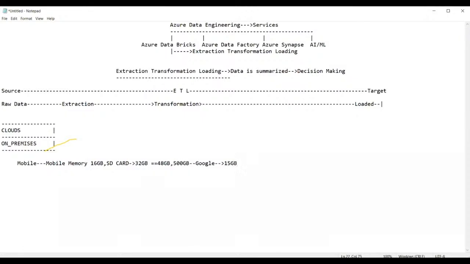15 GB of memory is provided to you by default by Google. But now you have to store 500 GB, guys. So now what you have to do? Tell me now.